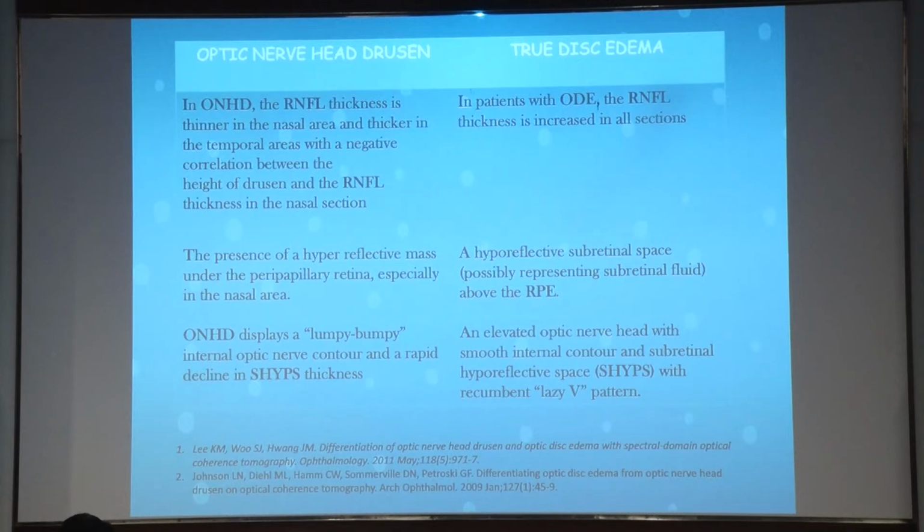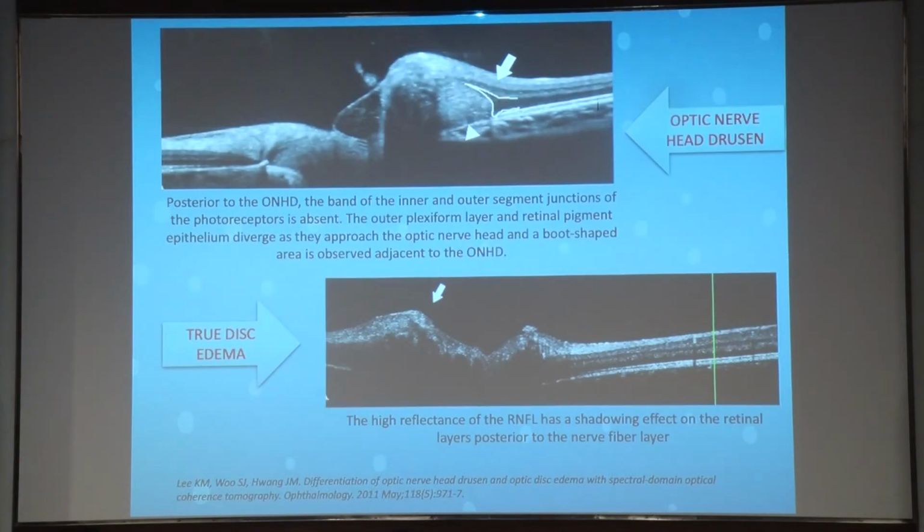So another thing that we have seen is that in optic nerve head drusens, there is a lumpy, bumpy internal optic nerve contour, which I will be showing subsequently, as compared to a recumbent lazy V pattern, which is seen in patients of optic disc edema. Sometimes we may also see a hyperreflective mass under the peripapillary retina, especially in the nasal area on the OCT. This is one of the findings which has been described by Lee et al.